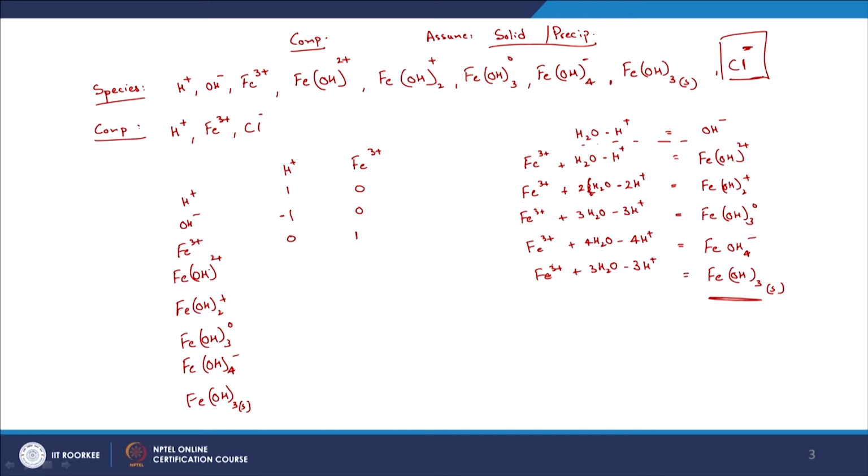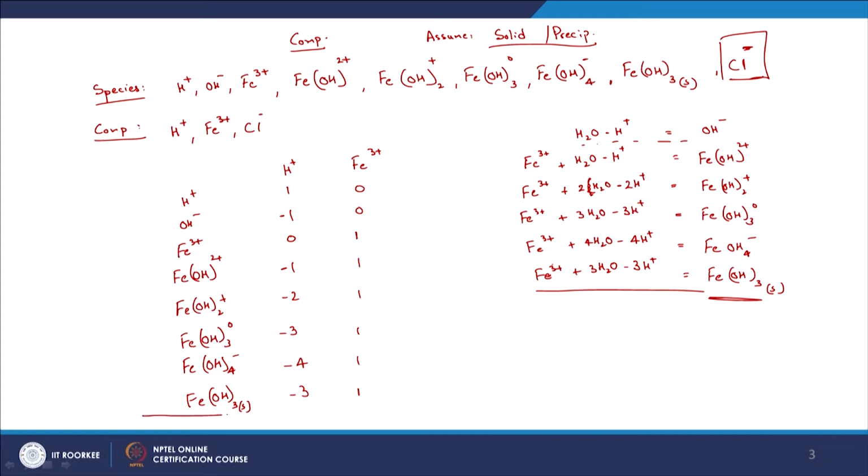How do I form this complex? Again, I look at the relevant equation here. So 1 of ferric and minus 1 of H plus. And so similarly 1 minus 2, 1 minus 3, 1 minus 4, and here for the solid, it's going to be equal to 1 and minus 3. Again, that's from this equation.